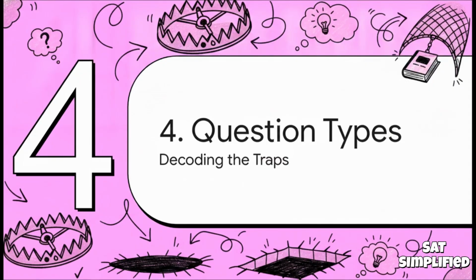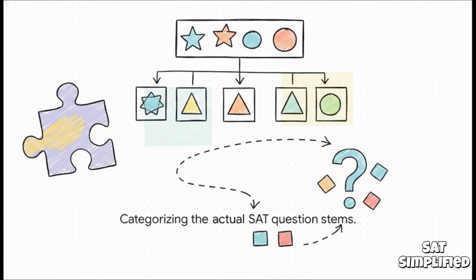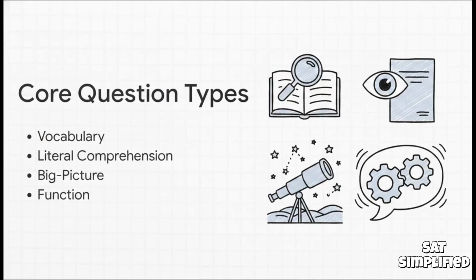All right, moving into Section 4, Question Types, Decoding the Traps. Let's look at how this whole overarching philosophy of rhetorical reading actually translates into the real questions on your screen. This source material literally categorizes the exact question stems you are going to see on test day. And honestly, this proves that the SAT isn't some random torture device. It's just a highly predictable puzzle. If you know the categories, you know exactly what the test makers are trying to trick you into doing. Let's run through these first core question types real quick.